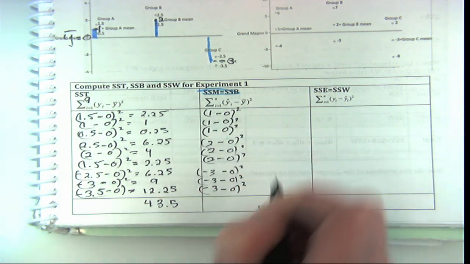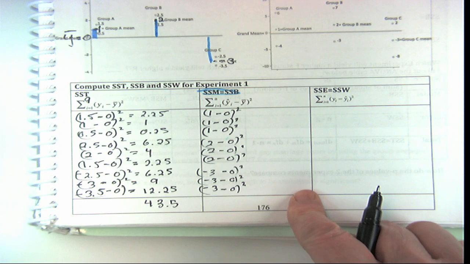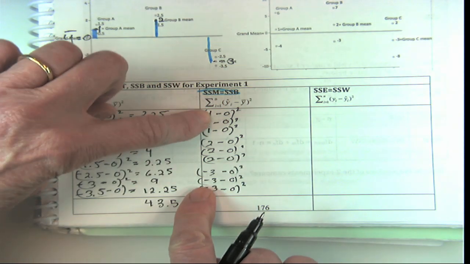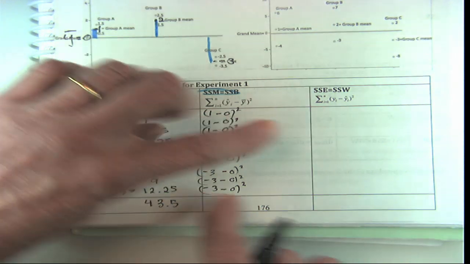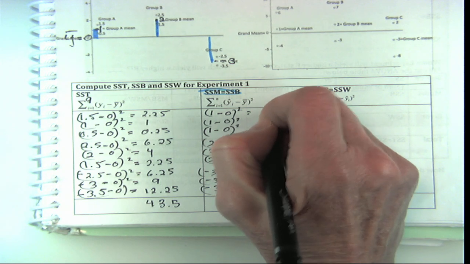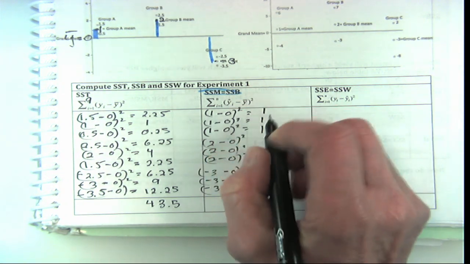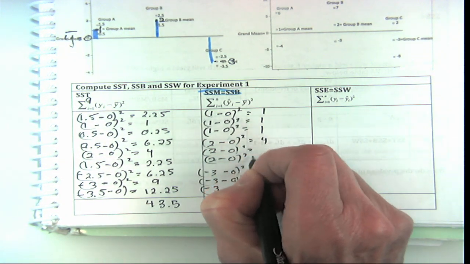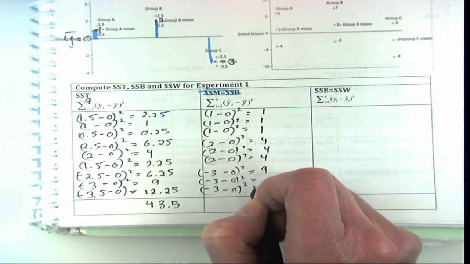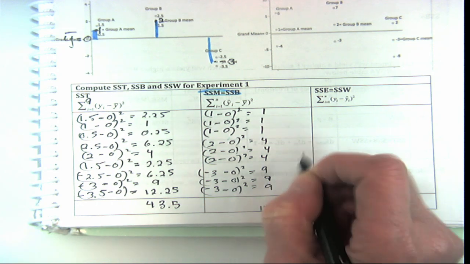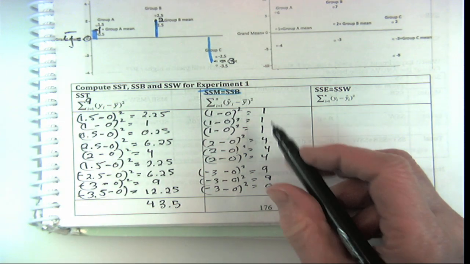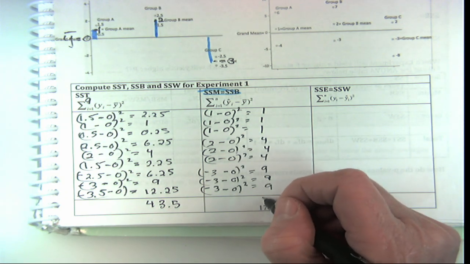And this is our sum of squares model, which we call the sum of squares, the differences between the means. The bigger the difference between the means, the bigger this is. So here we get 1 squared, 1 squared, 1 squared. 2 squared is 4, so we have 3 4s. And here we have 3 9s. So now we add these up, and we get 27, 30, 42.